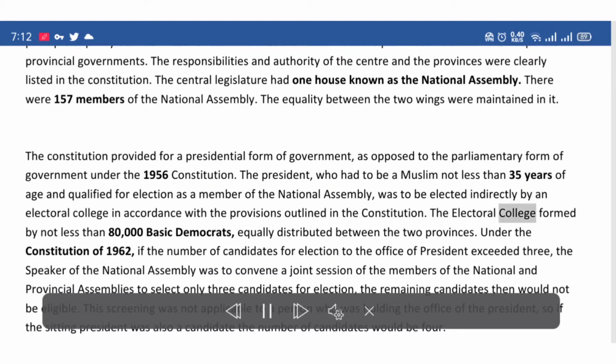The electoral college was formed by not less than 80,000 Basic Democrats, equally distributed between the two provinces. Under the Constitution of 1962, if the number of candidates for election to the office of president exceeded 3, the Speaker of the National Assembly was to convene a joint session of the members of the National and Provincial Assemblies to select only 3 candidates for election. The remaining candidates then would not be eligible. This screening was not applicable to a person who was holding the office of the president, so if the sitting president was also a candidate, the number of candidates would be 4.